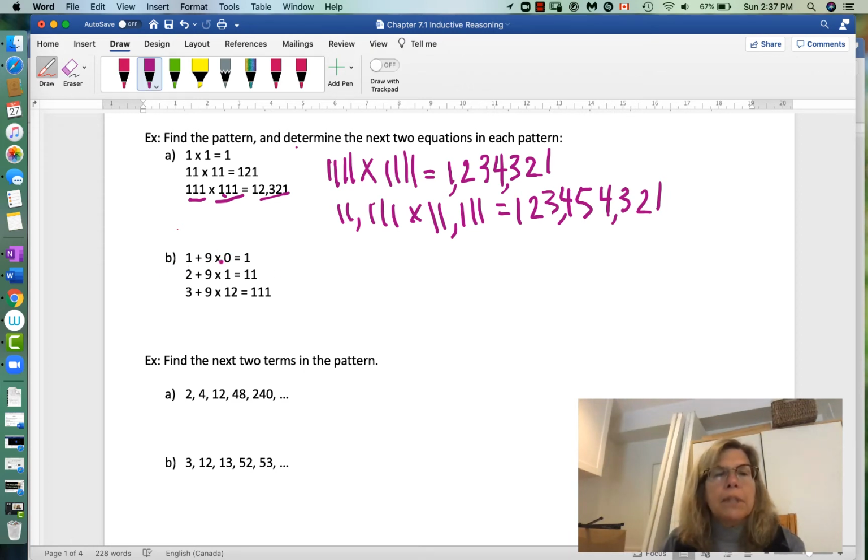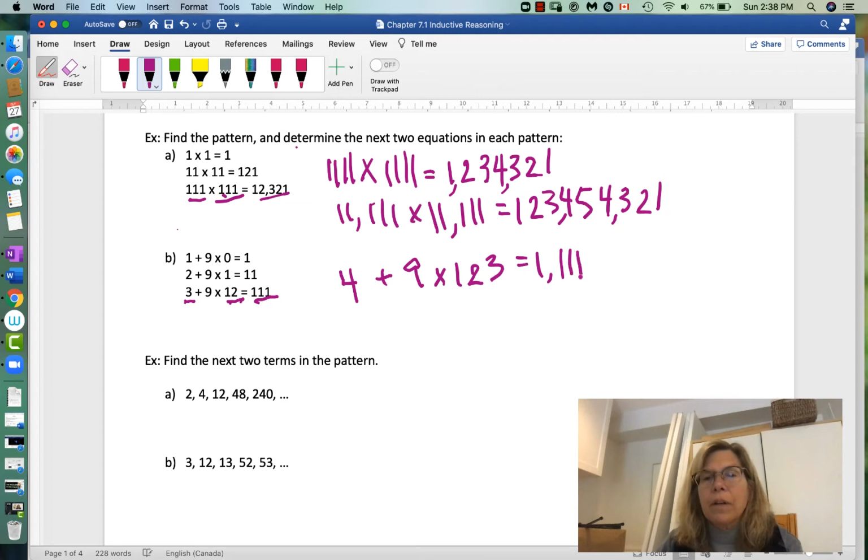Down here is another example. 1 plus 9 times 0 equals 1. 2 plus 9 times 1 equals 11. 3 plus 9 times 12 equals 111. So what numbers are changing? Well, the numbers that are changing are these. This is increasing, and this is changing, and I suspect we're going to add a 3. And this is also changing. So the next equation might be 4 plus 9 times 123 equals 1,111. And if you go to your calculator, sure enough, that's going to be true.